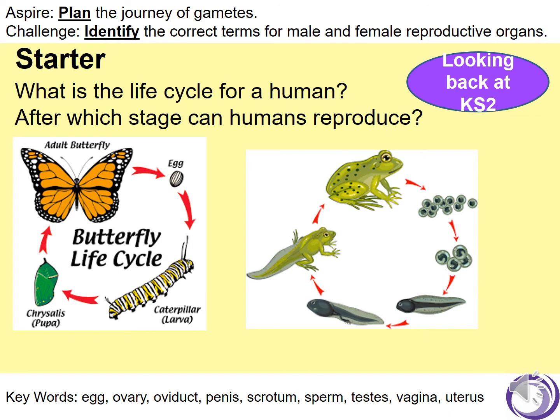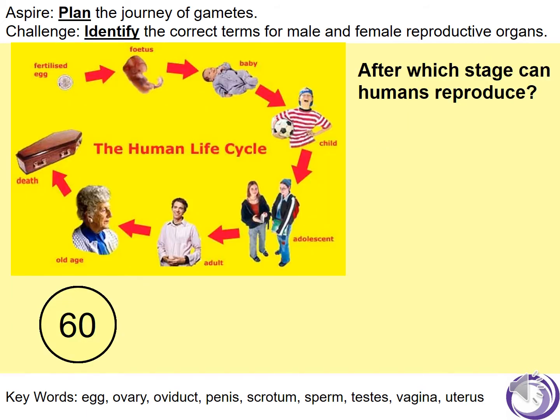Now the same thing occurs in humans. We have stages when we are not capable of reproducing, and it's important that we recognize those changes because they are controlled by hormones. So here is a human life cycle. I'd like you to have a look at this for 60 seconds, and I'd like you to tell me at what stage you think humans can start to reproduce on this diagram.